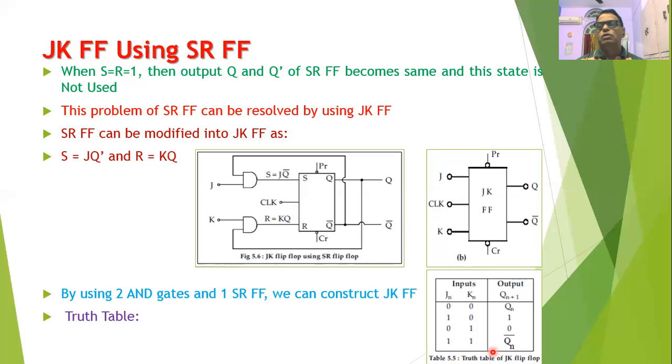And therefore, the problem of SR flip-flop, when S is equal to 1 and R is equal to 1, then both the outputs Q and Q bar try to become the same. This problem of SR flip-flop is resolved in JK flip-flop. And therefore, this state now can be used in the circuit whenever we make use of the JK flip-flop.